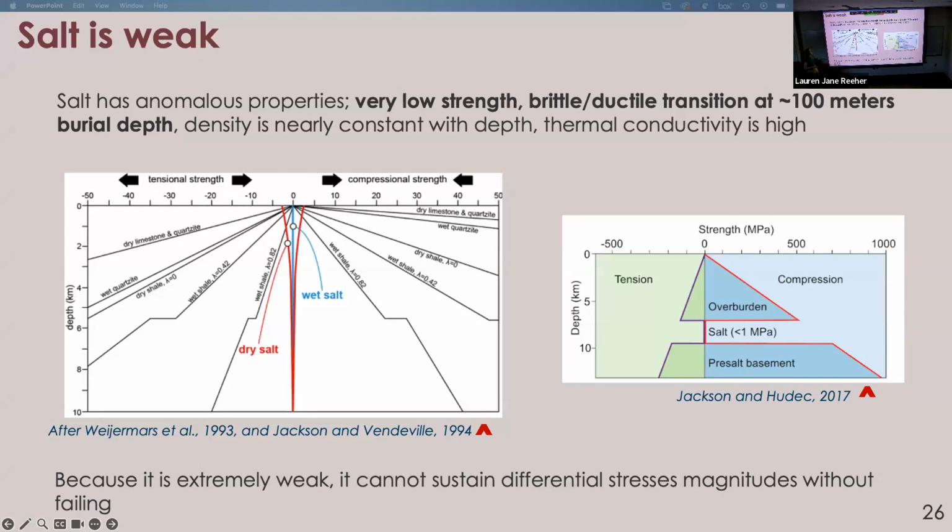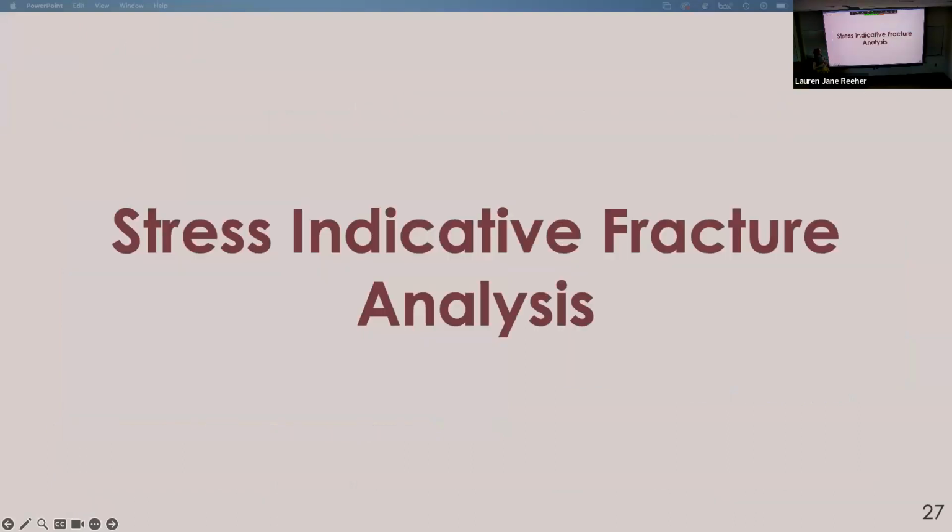Because salt is so weak, it has really anomalous mechanical properties, a very low strength, and a brittle-ductile transition at 100 meters depth. And so we basically see salt deforming via ductile mechanisms under very low differential stress, and it can't sustain very much differential stress. It'll just start to internally deform. And so as you apply this regional tectonic stress, the salt is going to deform and soak up a lot of that stress, and so a lot of that stress is being accumulated in the internal salt deformation.